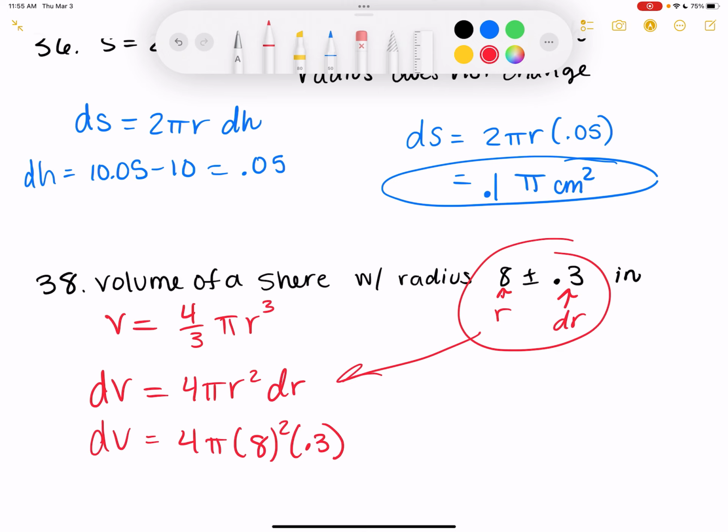And this time they do want you to multiply the pi through because it wants our answers to the nearest tenth.